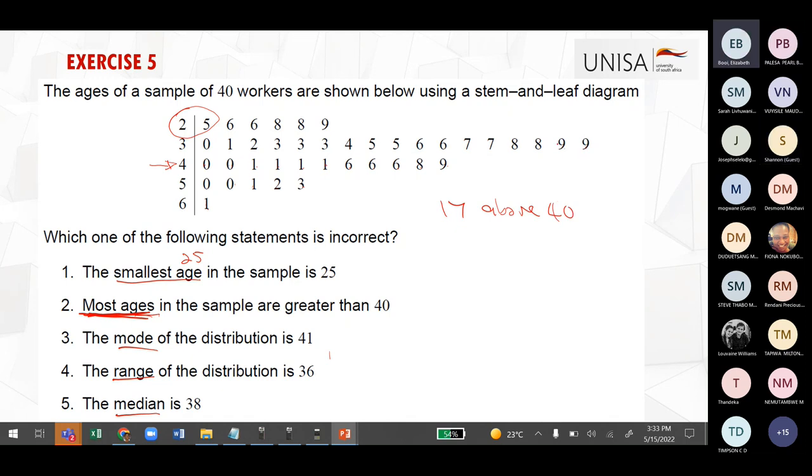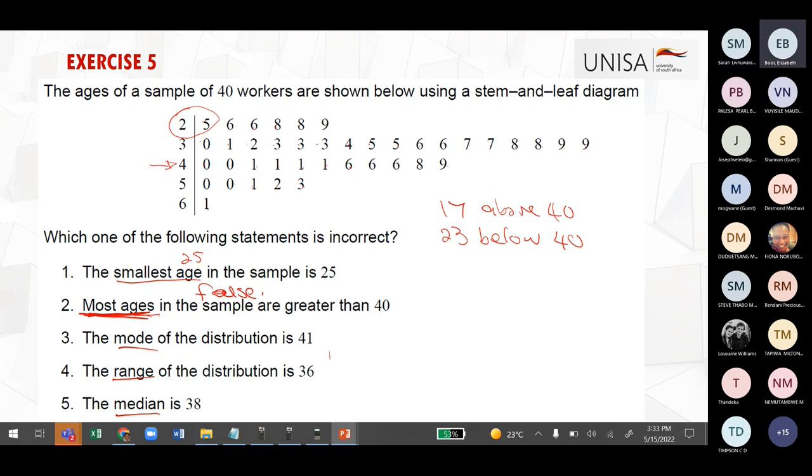1, 2, 3, 4, 5, 6, 7, 8, 9, 10, 11, 12, 13, 14, 15, 16, 17, 18, 19, 20, 21, 22, 23. There are 23 below 40. Most ages in the sample are greater than 40. False. That is false, right? Because we know that most are below 40, right? Yes.